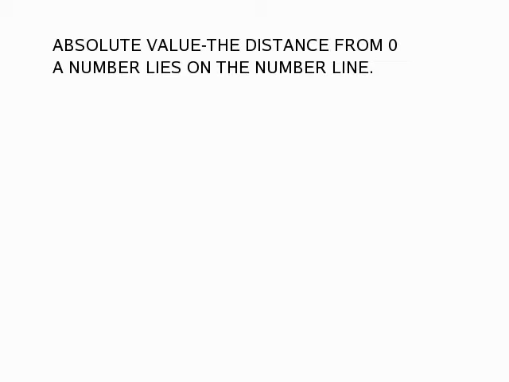So we'll start out with the definition of absolute value, which is the distance from zero a number lies on the number line. The notation for absolute value is these little bars here. So this would say the absolute value of 3. To get that, you would just have to think about it. It wouldn't take long. How far is 3 from 0 on the number line? It's 3 units, so the absolute value of 3 is 3.